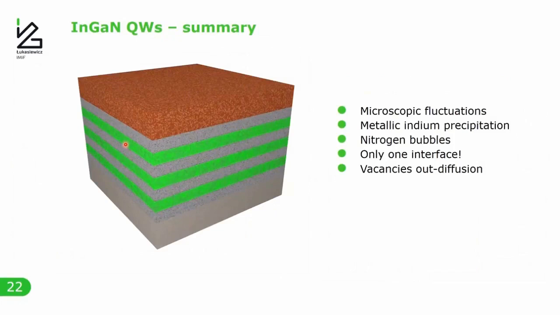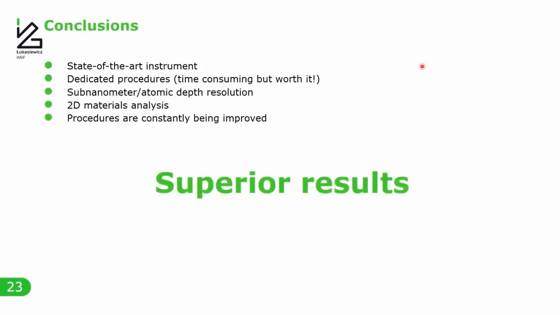So just a very short summary. We can confirm the microscopic fluctuation, metallic indium precipitation, formation of these nitrogen bubbles, and we can see that only one interface is affected, the bottom one, every time. And we related this to the vacancy out-diffusion from the lower regions towards the surface during the growth of the p-type gallium nitride.